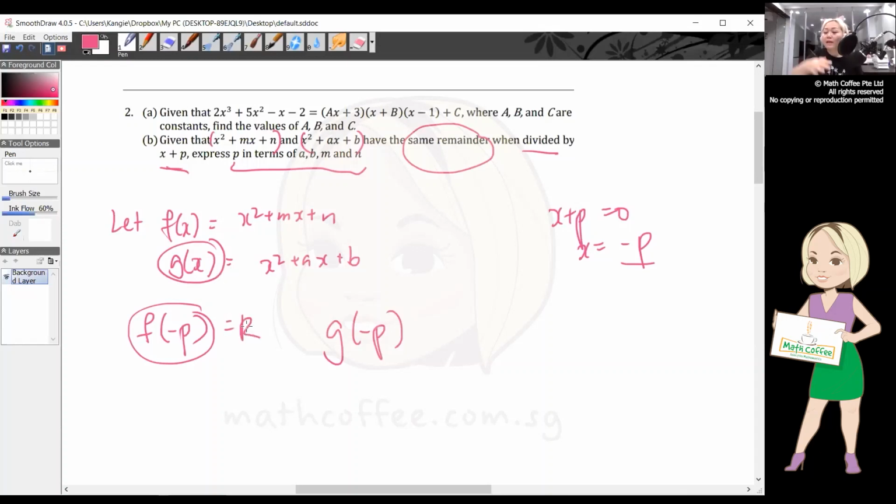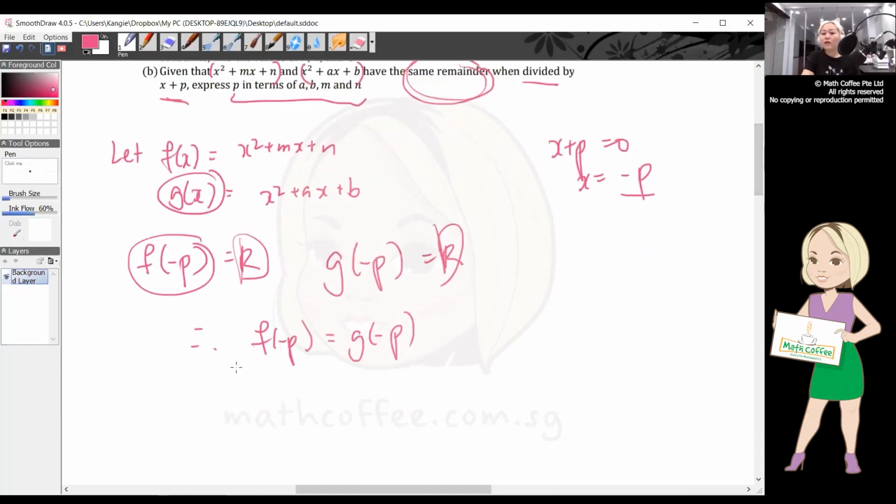It is equal to the remainder. This is also equal to the remainder. And since it has the same remainder, that's why I use the same symbol to represent it. And therefore, it means that f(-p) is equal to g(-p). Agree? And of course, we're not done yet. This is only the so-called equation that we derive based on the information.